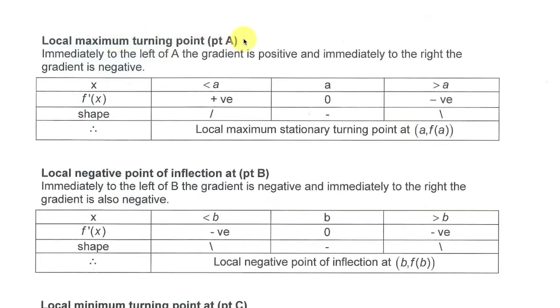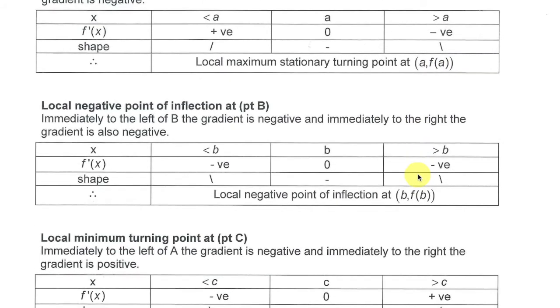This is what we saw at point A. At A, we had a zero gradient. To the left-hand side, it was positive. To the right-hand side, it was negative. So the shape here was up, flat, down. Therefore, we knew that we had a local maximum stationary turning point at A, f of A. If we just threw in the value of x into the function, we'd get f of A.